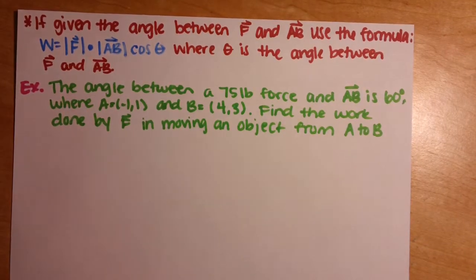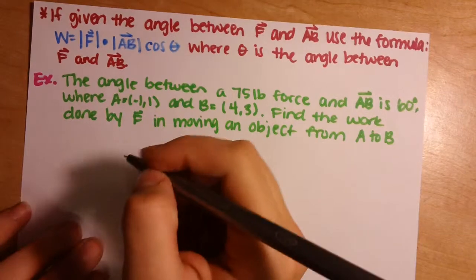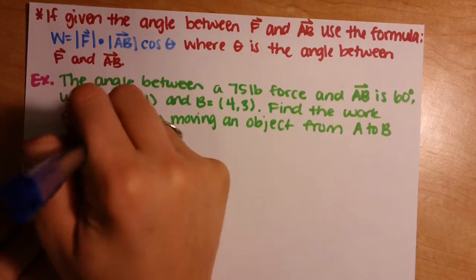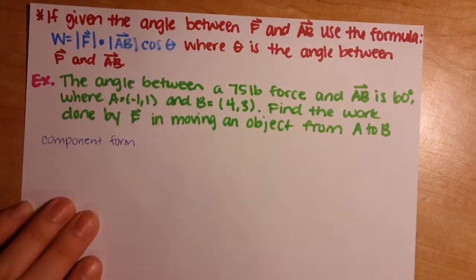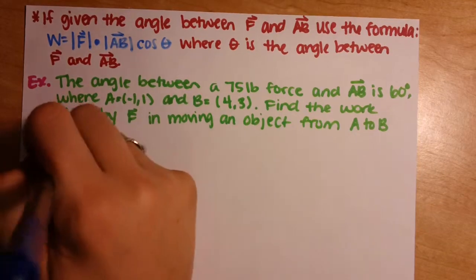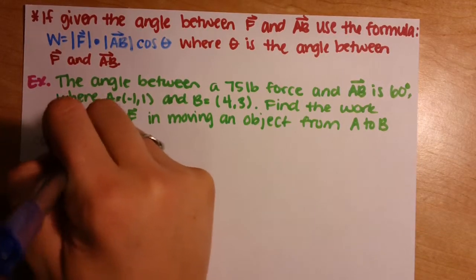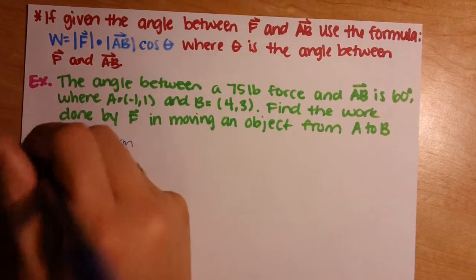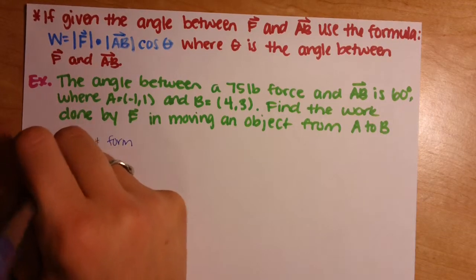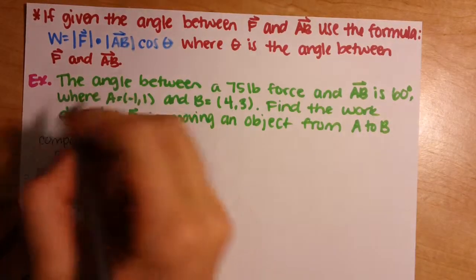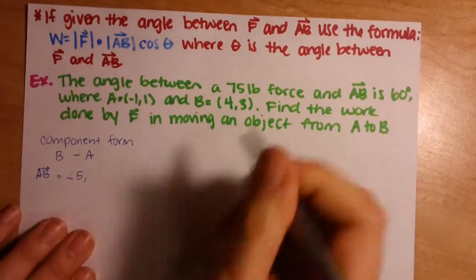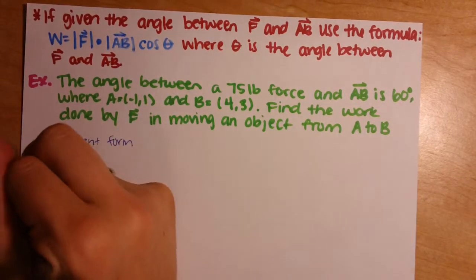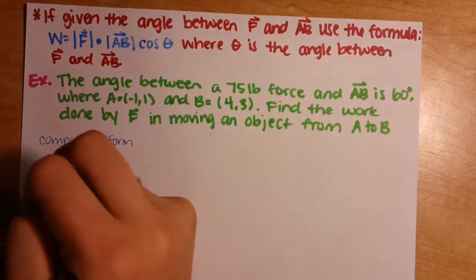So we want to put AB into component form. So AB is going from A to B. And so the way I do that is I take B minus A, because that's my final minus my initial. So AB is ⟨4 minus negative 1, which is 5, and 3 minus 1, which is 2⟩. And I need the magnitude of AB. So that's going to be the square root of 29.